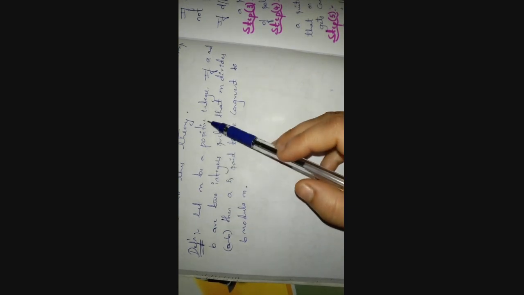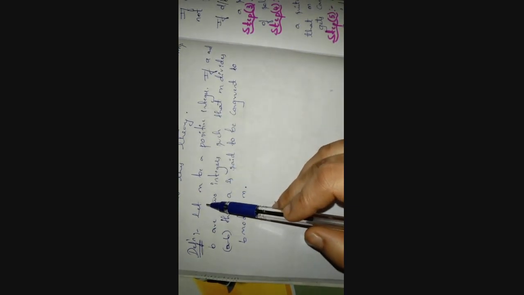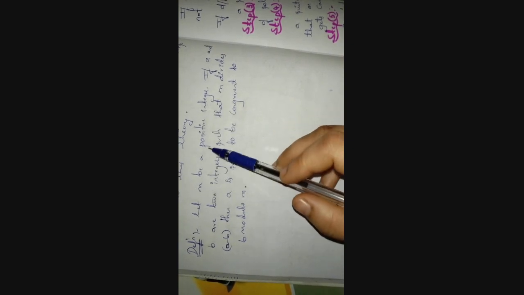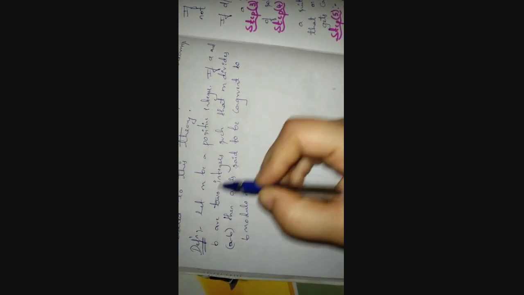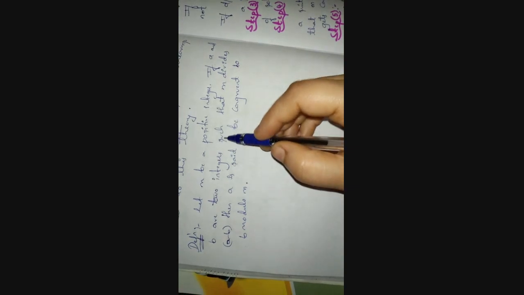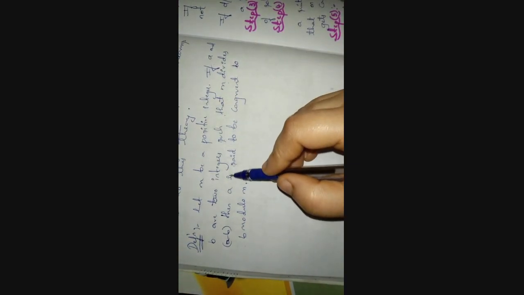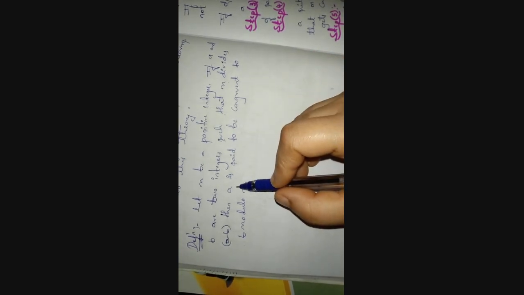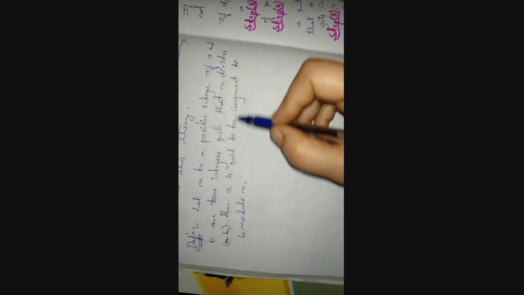Let m be a positive integer. Another way of saying m is a positive integer is let m be any natural number. If a and b are two integers, it can be positive or negative, such that m divides a minus b, then we can say that a is said to be congruent to b modulo m. In symbol, how we can write it down, I'll show.